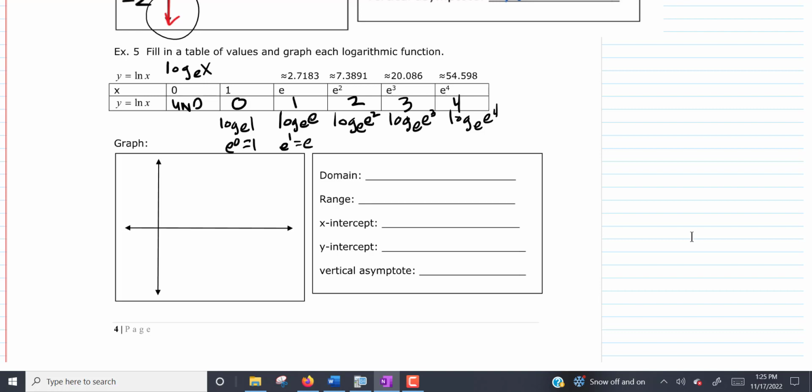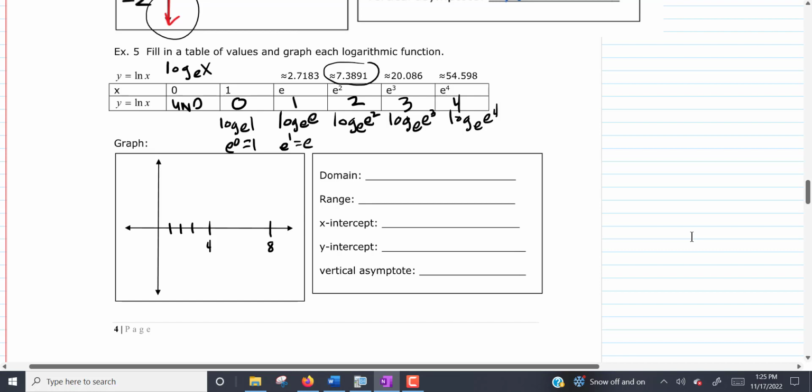Okay? And again, let's just take this out. Only take your graph out to about 7.3. Just take it out to 8. We don't have to go all the way out to 54, just enough to get the idea here. You're going to see that the graph essentially has the same structure the other graphs we've done have.